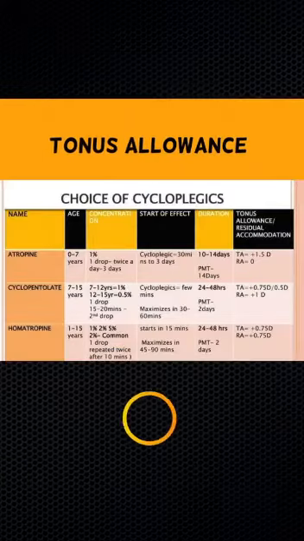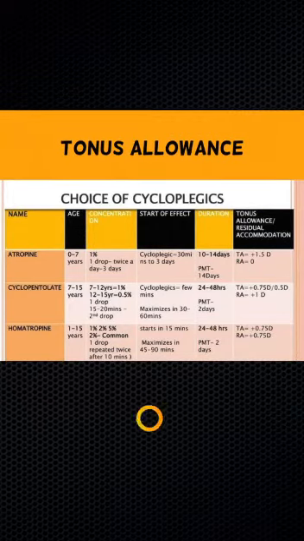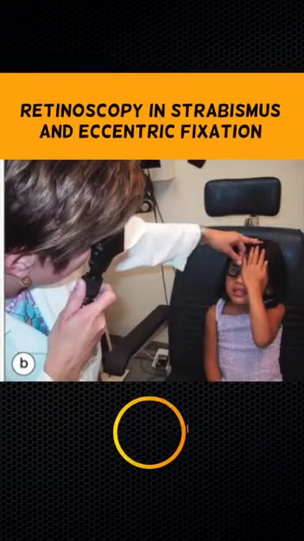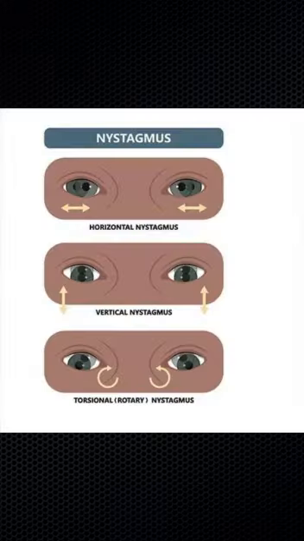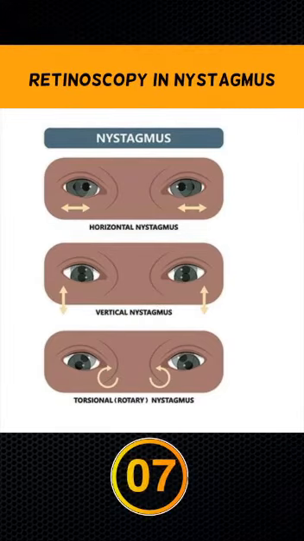I remind you, it is important to consider tonus allowance during pediatric retinoscopy, each cycloplegic drug having different residual accommodative power. I remind you, if you are dealing with strabismus and eccentric fixation, occlude the good eye and perform retinoscopy slightly off axis.